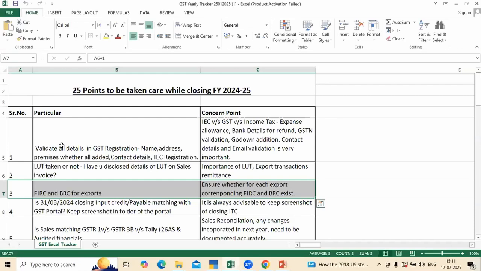So in this year end, if for any exports of services, if you are not having these documents, arrange these documents immediately. Otherwise, during assessment, there are chances that officer will ask you to pay GST even on export of services, because the genuineness of export of services only get proved when it is supported by FIRC and BRC. So this is very crucial.